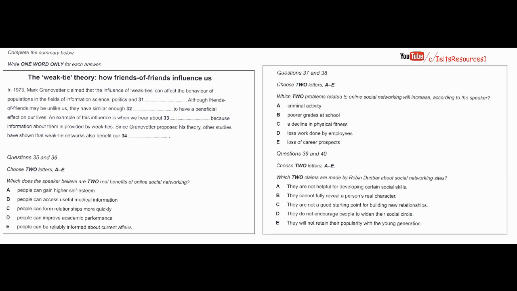Well, since Granovetter first came up with this theory, his work has been cited in over 19,000 papers. Some of these studies have looked at how weak tie networks are useful to us in other ways, and one thing that seems to improve as a result of weak tie influence is our health.